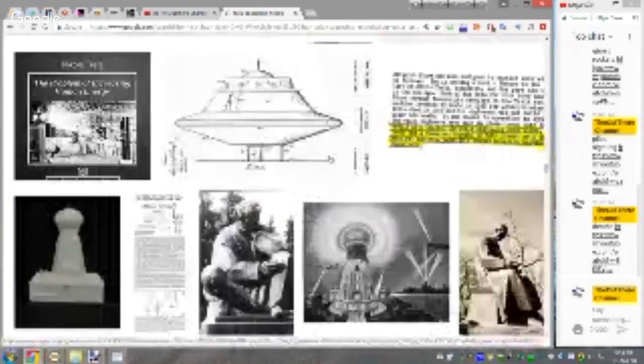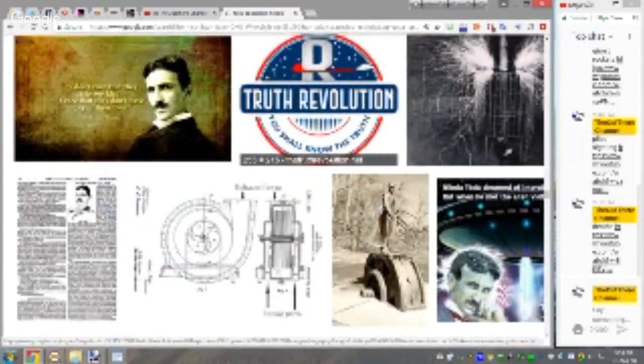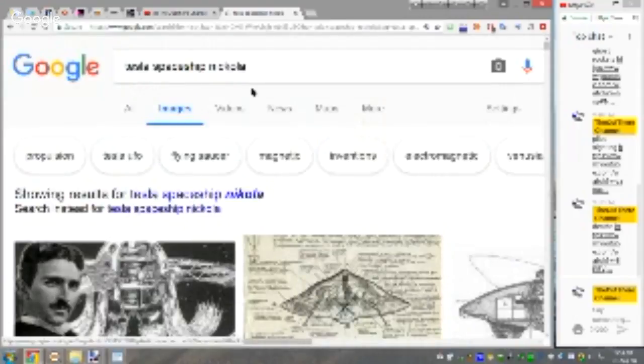I still can't find that drawing of Tesla. Maybe I have to call it rocket or something.